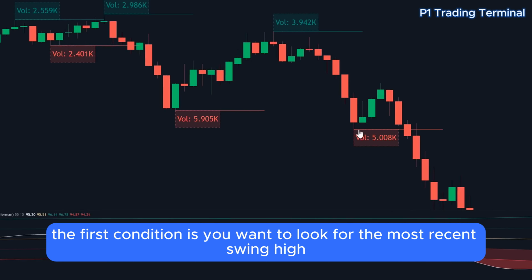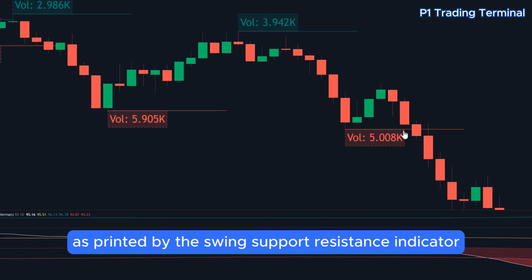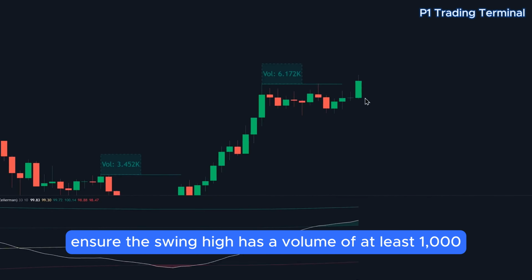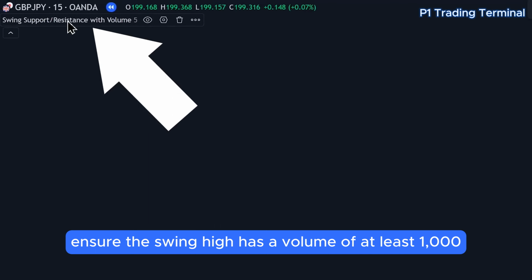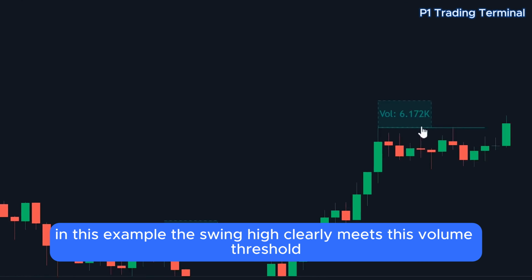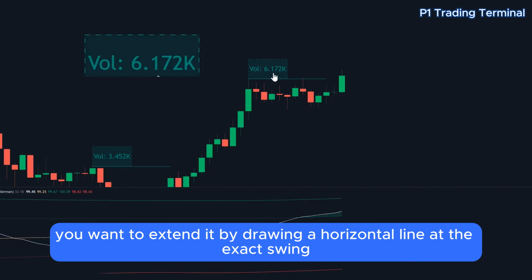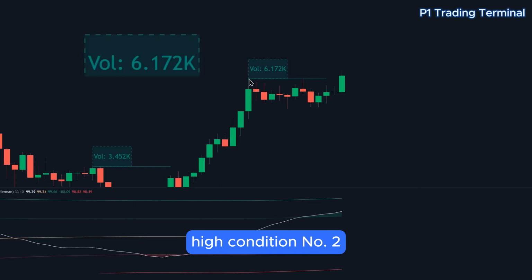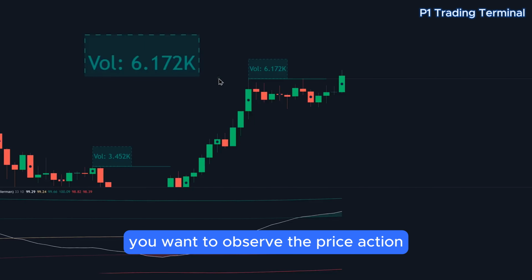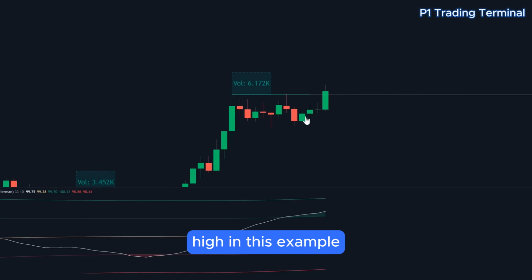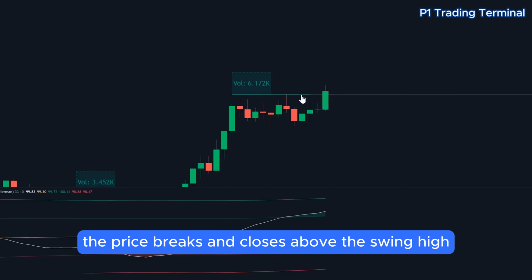Now, to take a long position, the first condition is you want to look for the most recent swing high as printed by the Swing Support Resistance indicator. Ensure the swing high has a volume of at least 1,000. In this example, the swing high clearly meets this volume threshold. If the printed level is too short, you want to extend it by drawing a horizontal line at the exact swing high. Condition number 2, you want to observe the price action and wait for the price to break and close above the identified swing high. In this example, the price breaks and closes above the swing high, meeting this condition.